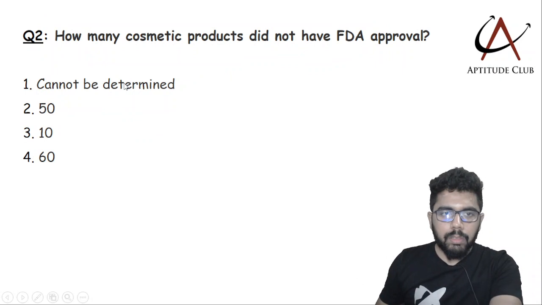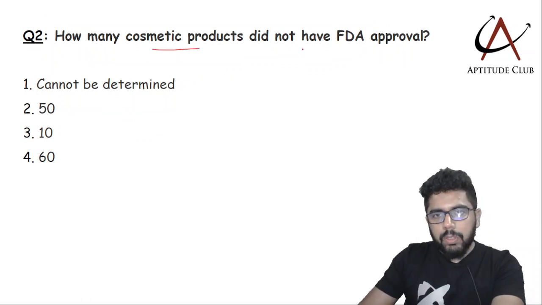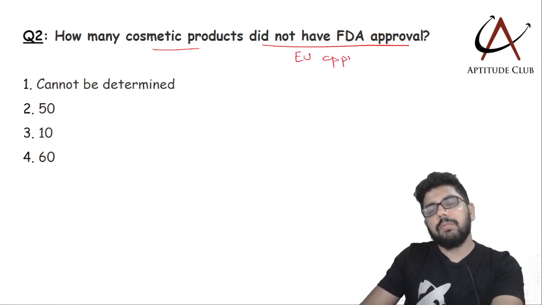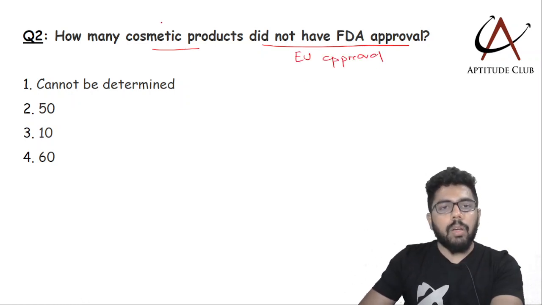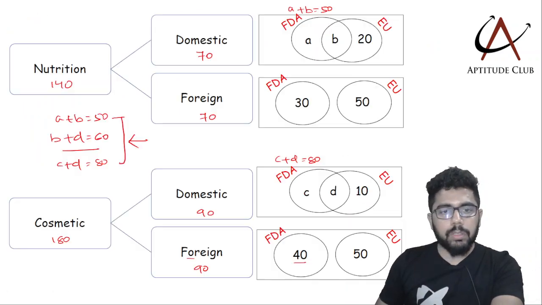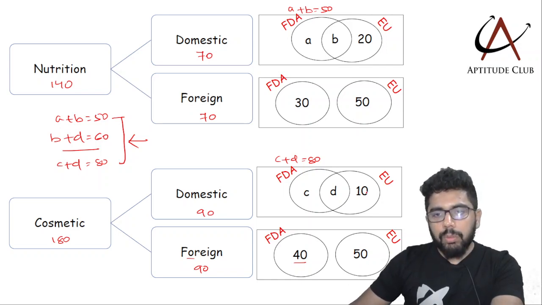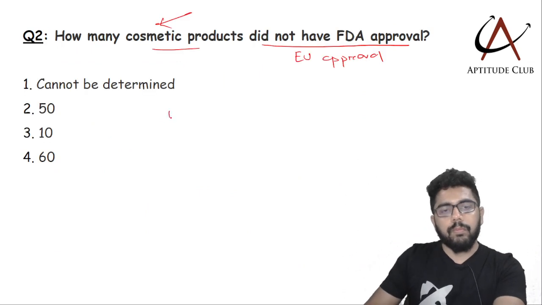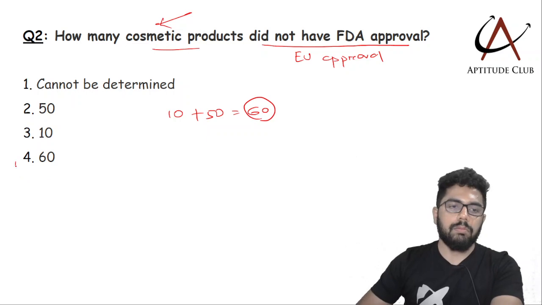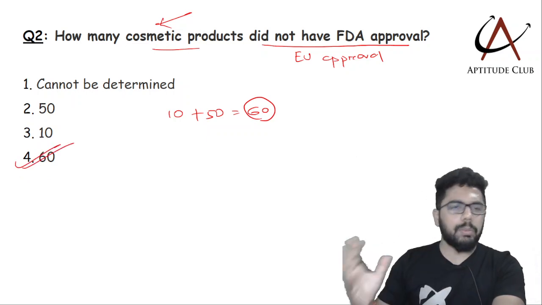Very easy question. How many cosmetic products did not have FDA approval? Did not have FDA approval means they had EU approval. How many cosmetic products means it could be domestic as well as foreign products. So cosmetic products having EU approval, domestic and foreign, if I'm adding, it is 10 plus 50. So I get 60. Again a very easy direct question.